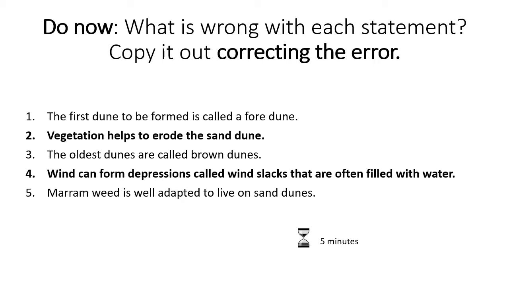But before we start that, a quick look through here. I've picked on sand dune formation, commonly one of the areas of the specification that students find perhaps a little bit trickier. So here are 5 statements. Each one of them has an error in them, a single word that I'd like you to correct. So copy the sentence out, but change the incorrect word. You've got 5 minutes to do that. Get cracking now. Pause the video.